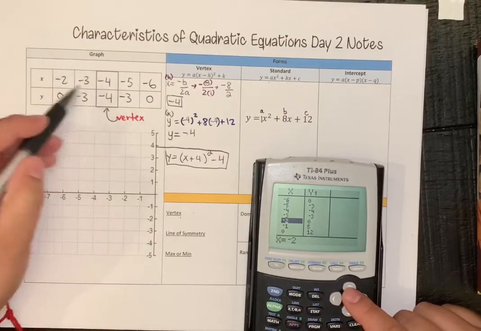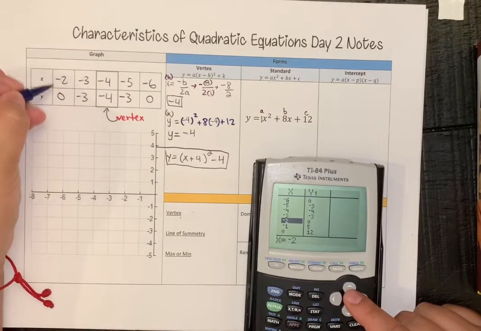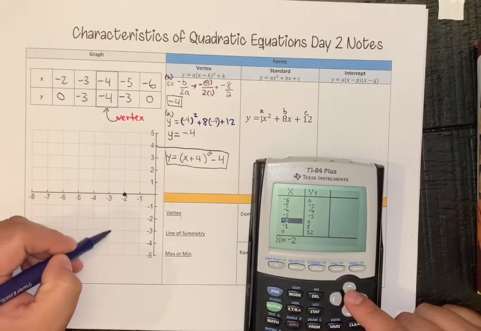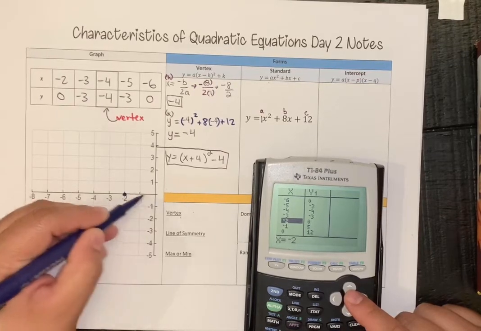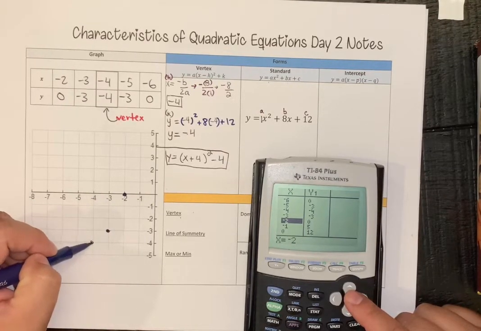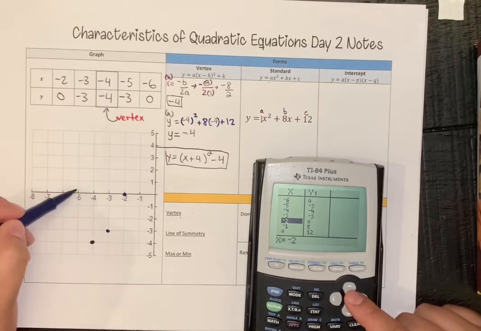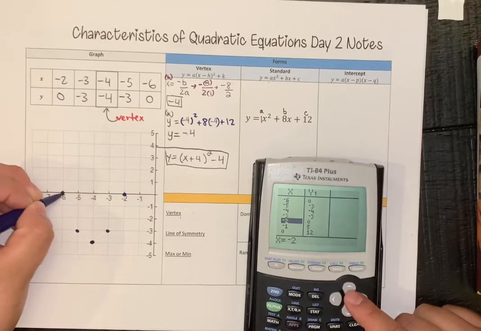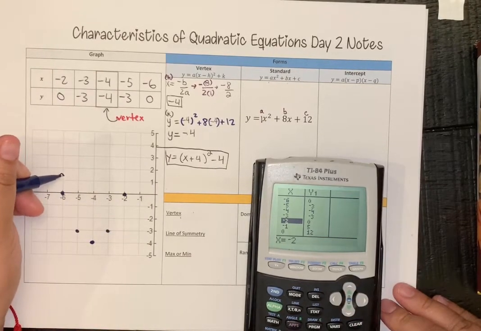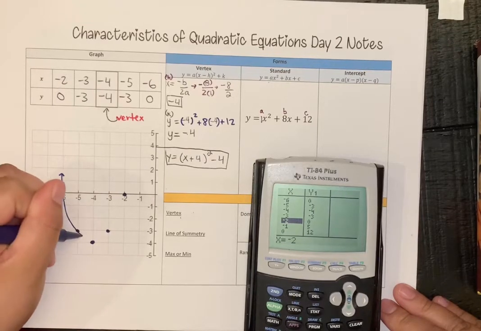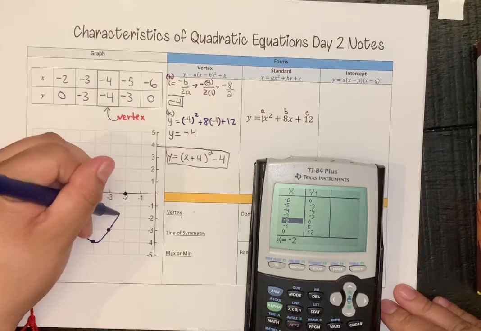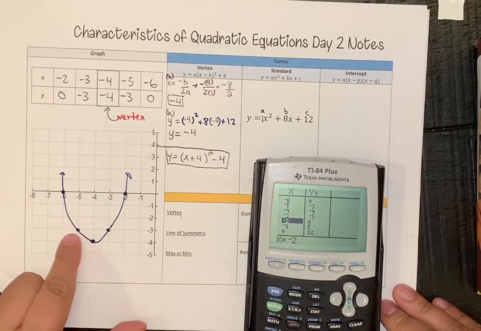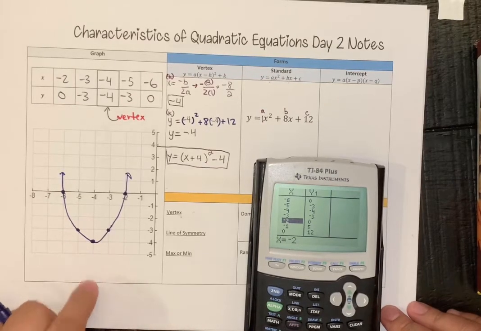I can go ahead and graph these already. I have negative 2, 0, negative 3, negative 3, negative 4, negative 4, negative 5, negative 3, and negative 6, 0. Now we can go ahead and draw this right here. Keep in mind that we need that U shape. Please do not do a V, because again, a V makes an absolute value function.